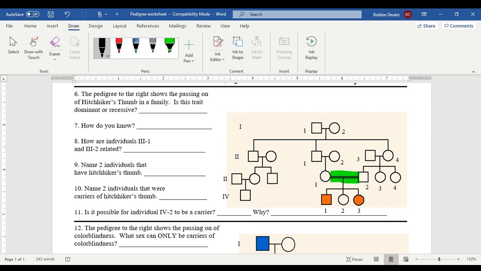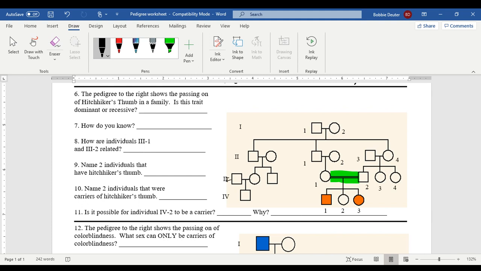So that is a marriage between closely related family members. Note, this should be generation 3. Sorry for the mistake there. This is generation 3. Person 1 and person 2 are related. They're cousins. They're first cousins. And so, therefore, they have probably closely related traits for that.